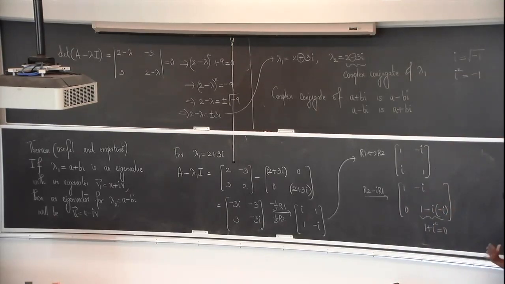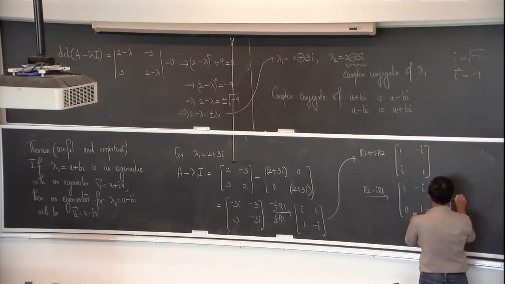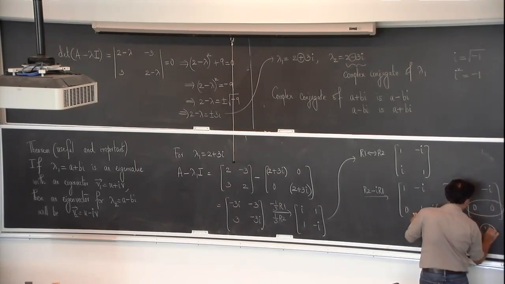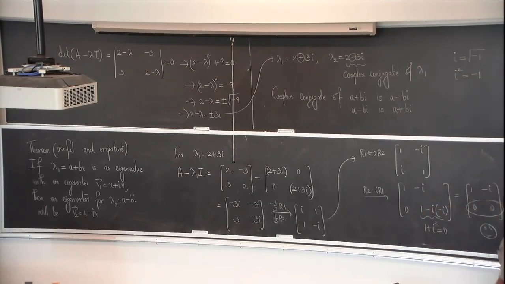So there you have it. If your eigenvalue is correct, you must have a row full of zeros. So it's 1, negative i, 0, 0. Good news. Always a relief when you see this because you know then there is one free variable here.